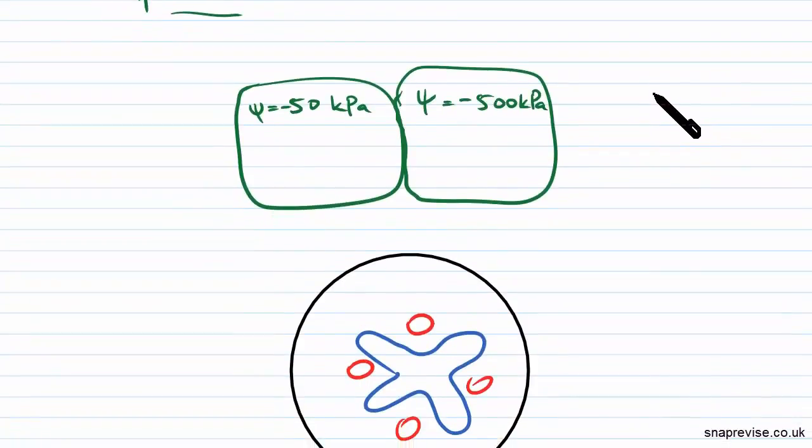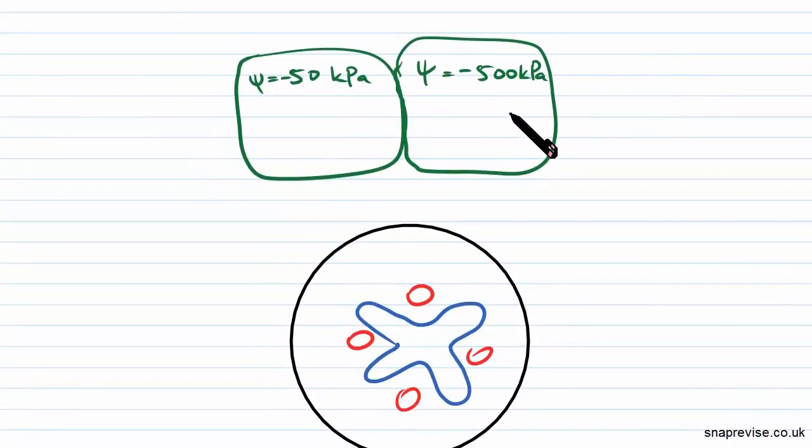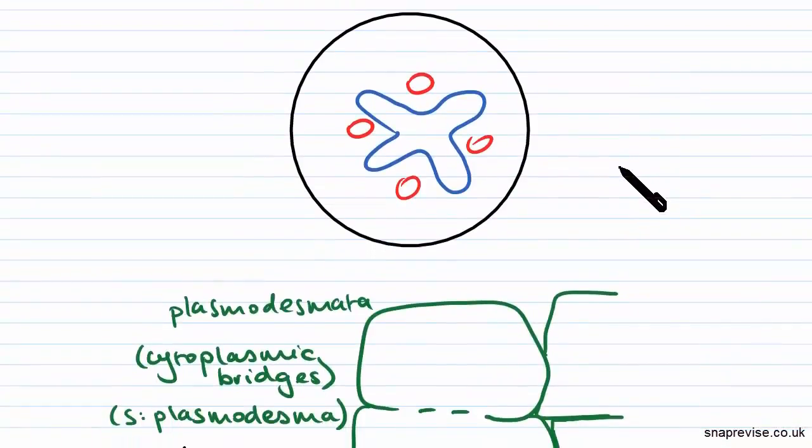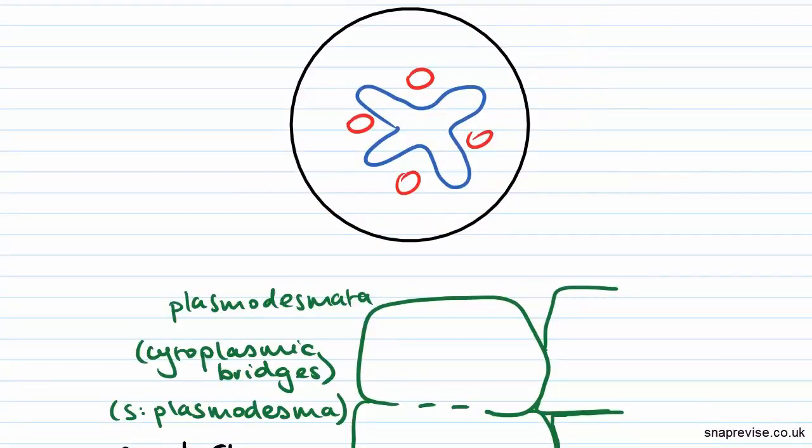Now, water, as well as moving directly in or out of a cell, can move from cell to cell. So here we have a cell with a higher water potential than this one. Water is therefore going to move in this direction. And this is basically how water moves from the outside of a root into the xylem, which, remember, is an X in the middle of the root.